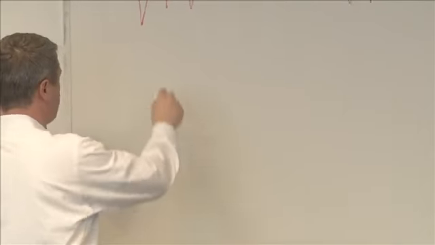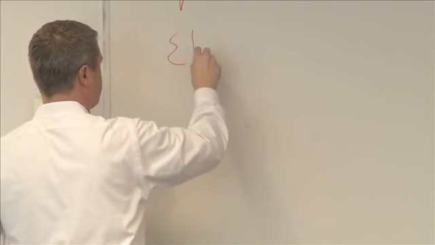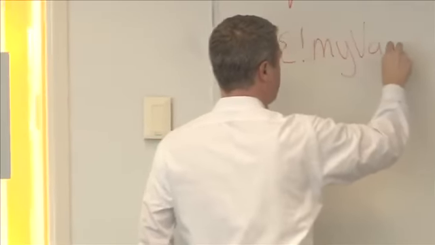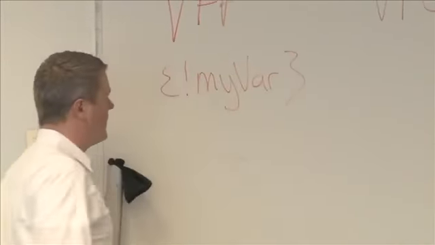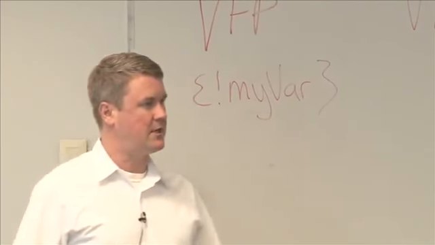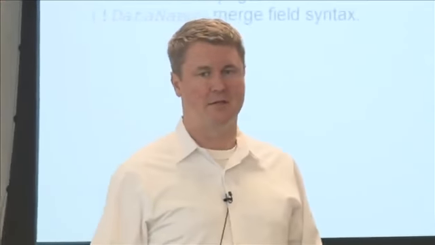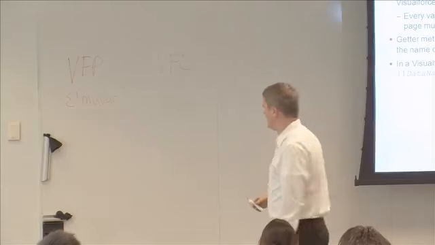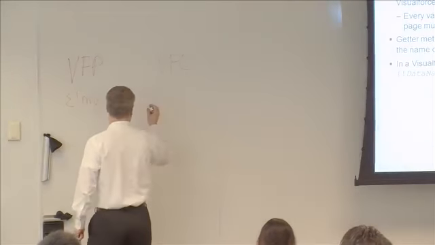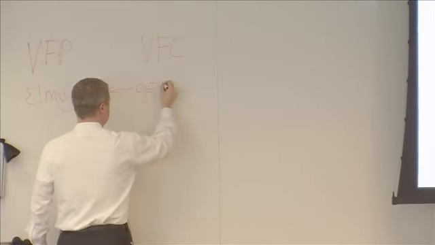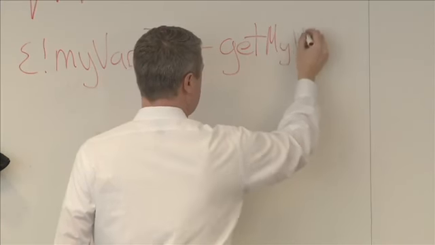If I have something like a data binding, and I'm going to call this myVar, my variable, and I want to populate that variable in my page, what I would need to have in my custom controller code is a method called getMyVar. So it's a direct mapping between the name and the method name.